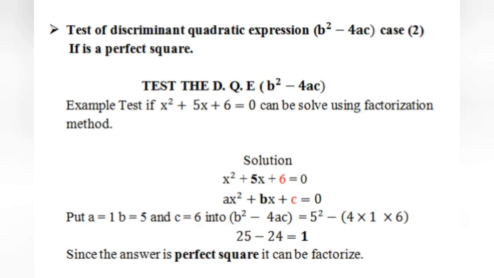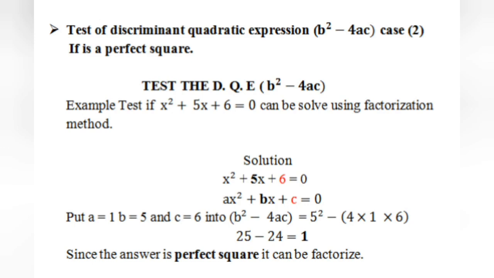Case 2. Test the discriminant quadratic expression b squared minus 4ac, case 2: if it's a perfect square. Test the DQE, which means discriminant quadratic expression b squared minus 4ac. Example, test if s squared plus 5s plus 6 is equal to 0 can be solved using the factorization method. Solution: s squared plus 5s plus 6 is equal to 0.